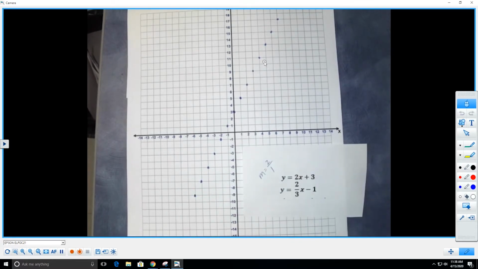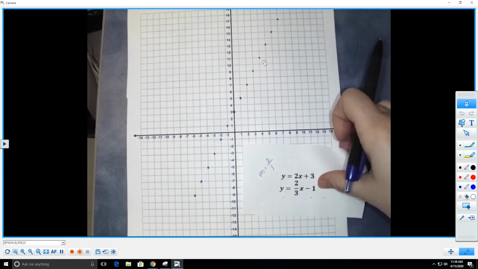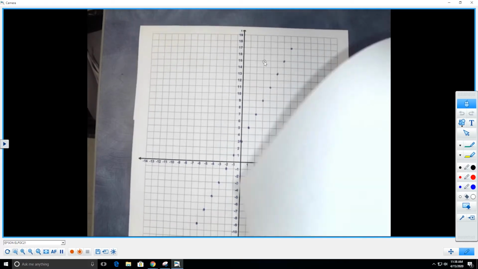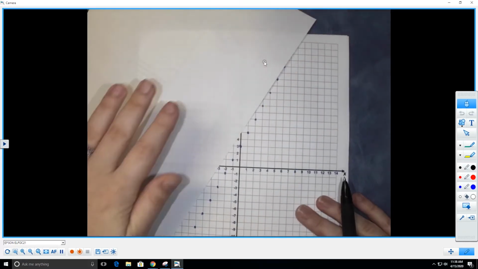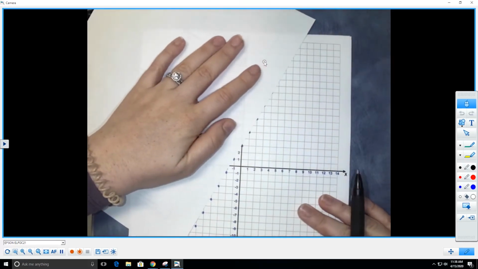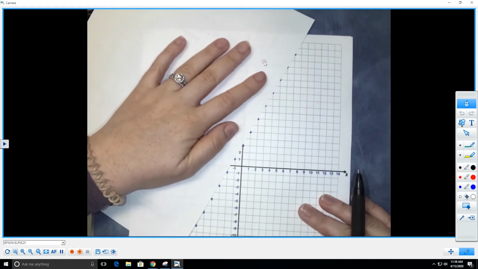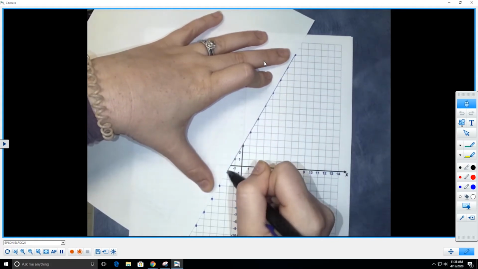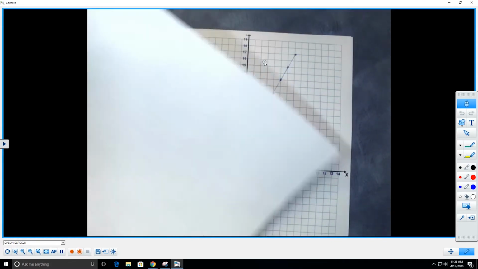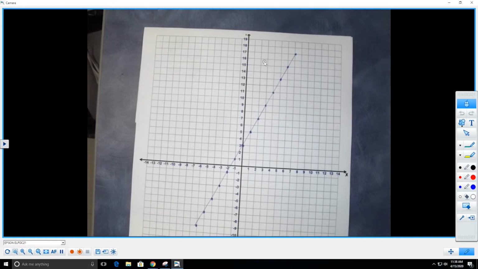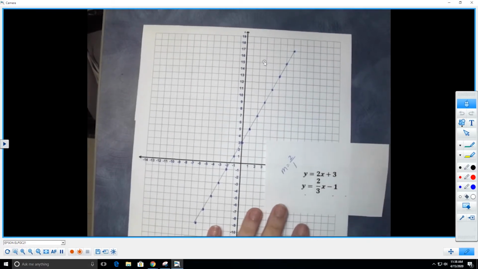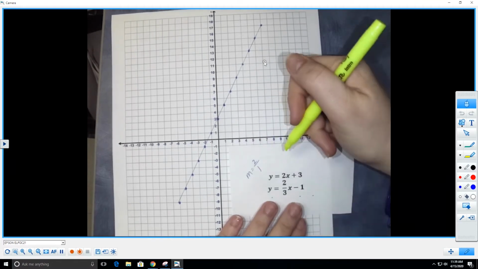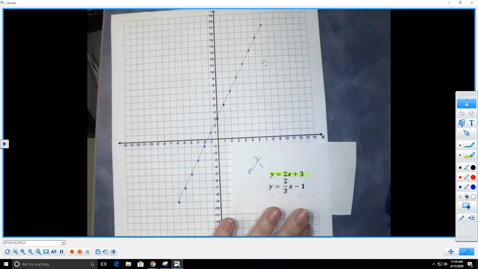And then if you want, you can connect these points with a straight edge. I don't actually have a straight edge with me. So anytime that I'm in that situation, I just use the edge of a piece of paper, and I line it up to where it's touching all of my points. And there we go. All right. So here is our first line, y equals 2x plus 3. I'll highlight it to show that we have graphed that line.